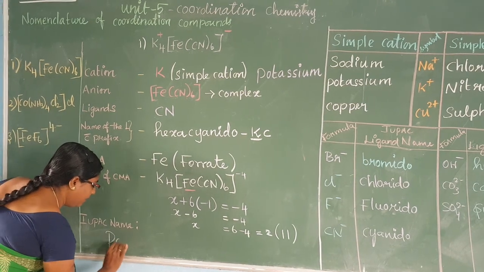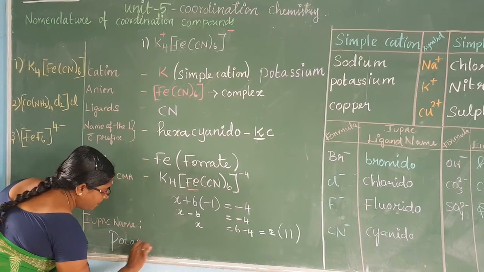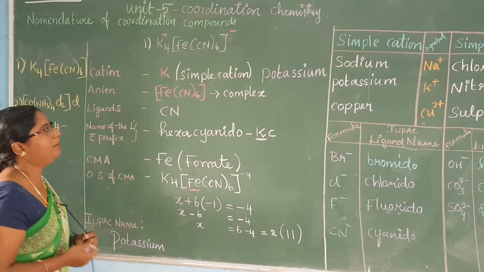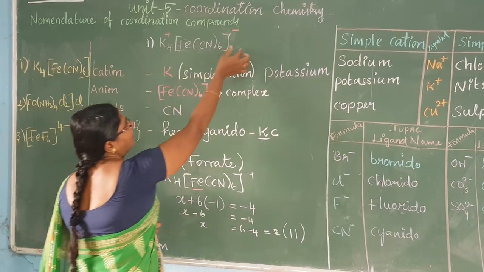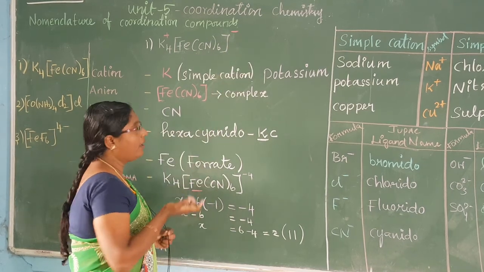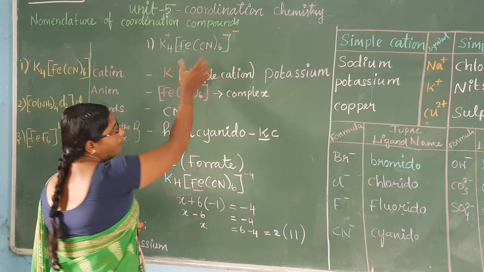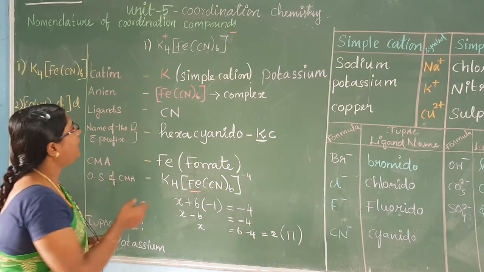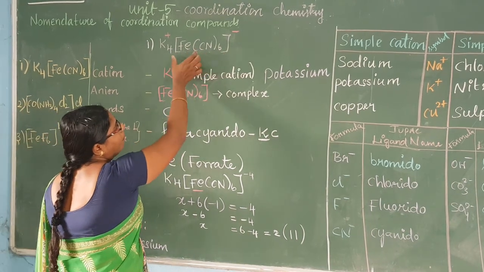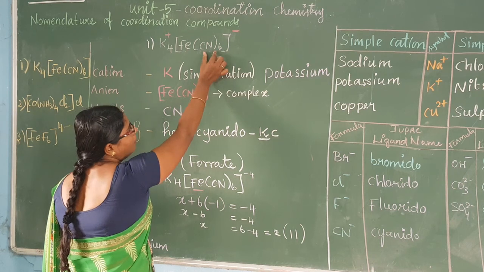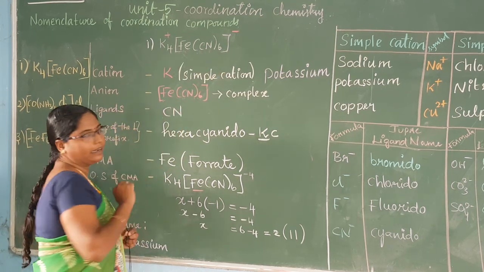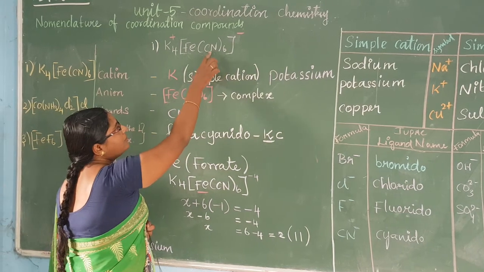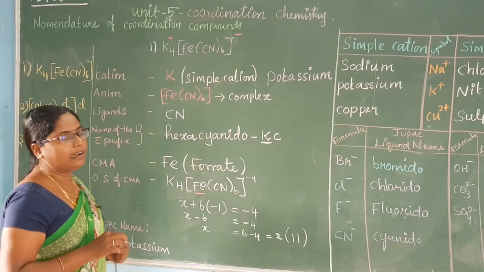I am writing the cation, potassium, followed by the name of the anion. So here we are not having any simple anion. It is in the complex. Then go for the second rule. The second rule is, while naming the complex, the ligand should be named first, followed by the central metal atom.